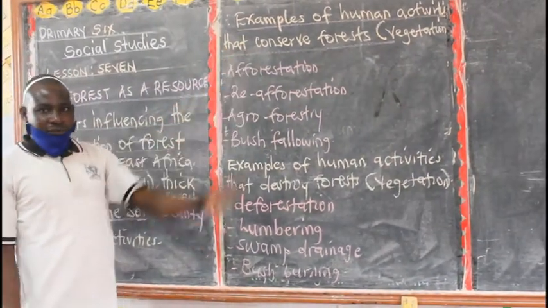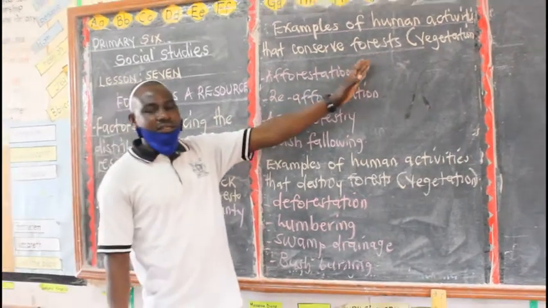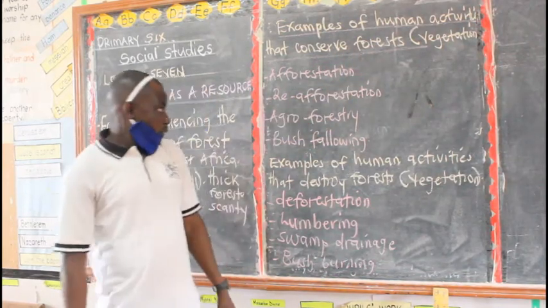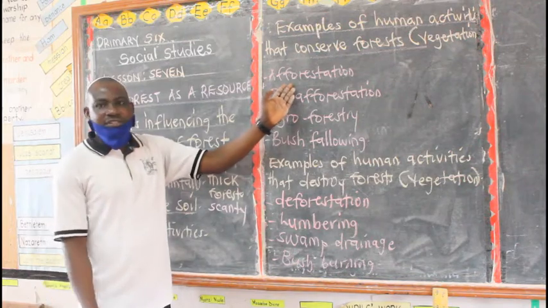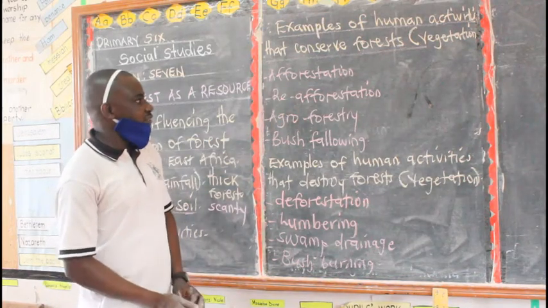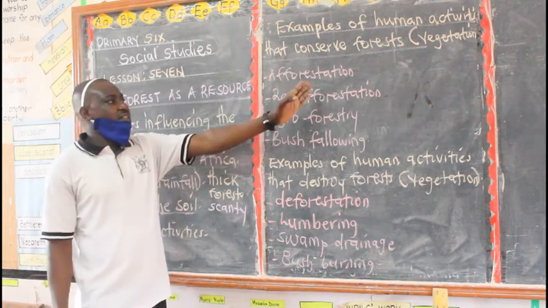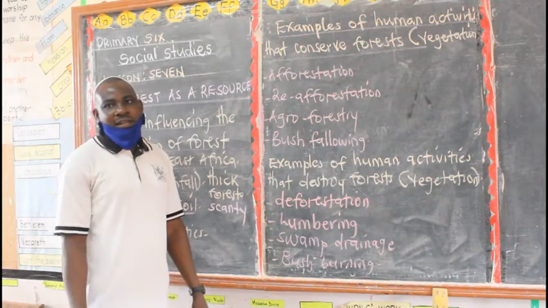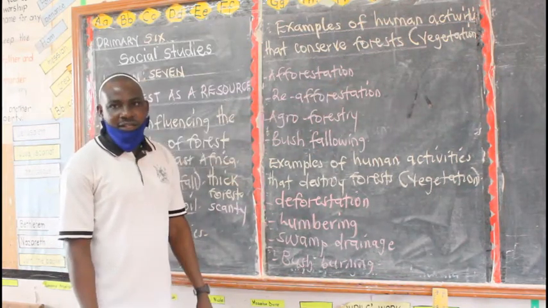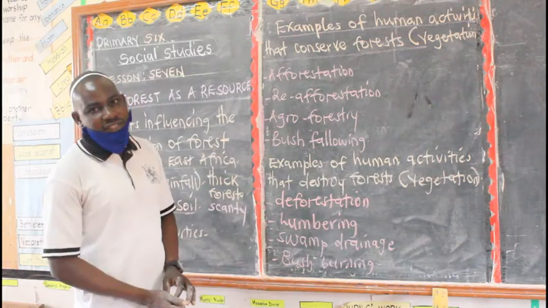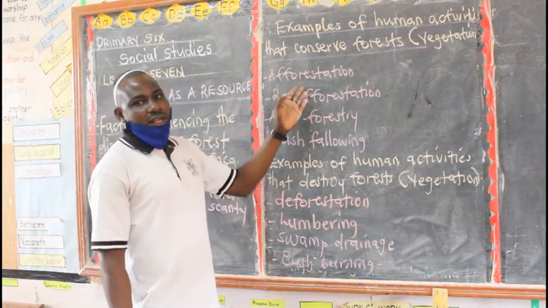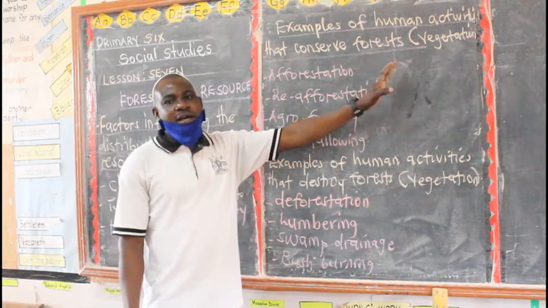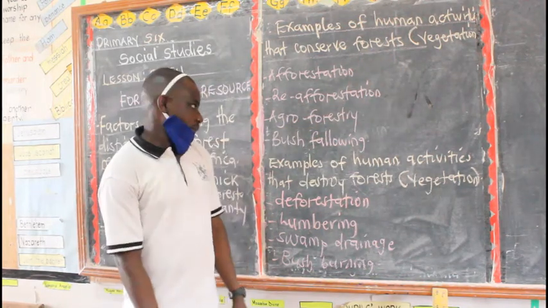What can we give as examples of human activities that can help in conserving, protecting, and maintaining forests in Uganda or in East Africa? One, we have afforestation. And what does the word afforestation mean? Afforestation is the planting of trees where they have never been or where they have never existed. So they can ask you, what is afforestation? We are saying that afforestation is the planting of trees in areas where they have never existed.